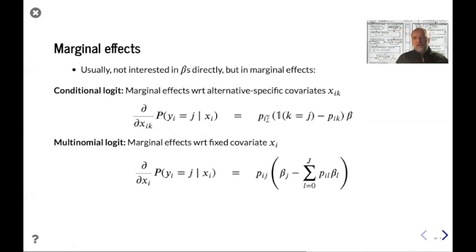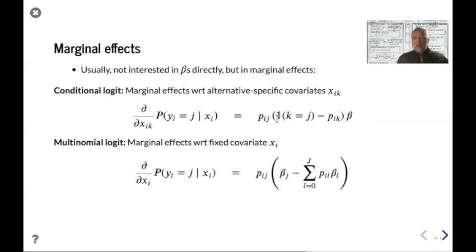So what you get is the probability of choosing the good times 1 minus the probability, times beta. This only happens if the variable I'm differentiating with respect to is also an attribute of the alternative under consideration, so K is equal to J. Otherwise, this is going to be 0, and then you get negative basically the two probabilities multiplied together, because it's the same probability if K is equal to J. These are the marginal effects, and it's clear that they are determined by the sign of beta.